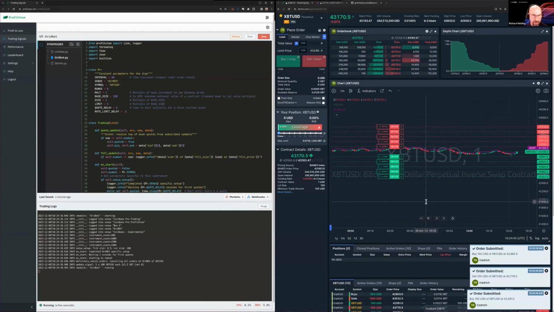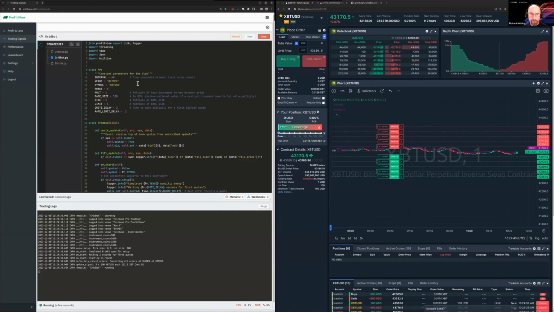Now, I'll just go through a little bit of some explanation of this sample bot that you can yourself get going with. The way I've put it together is that the parameters that basically control how the bot works are in the top part here. So they're easily changeable.